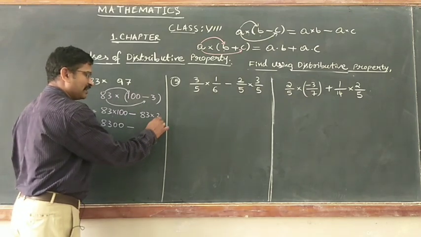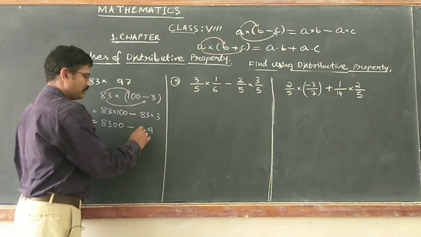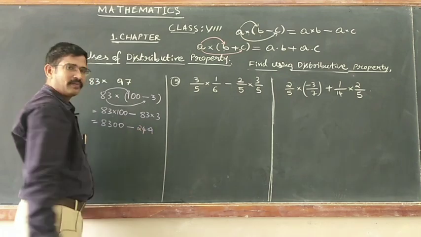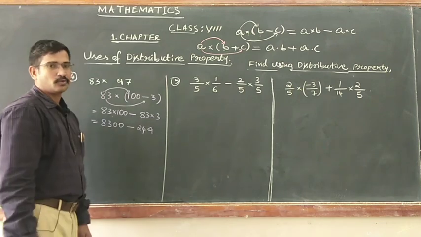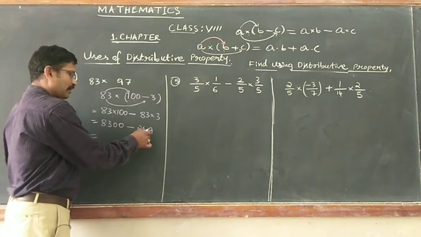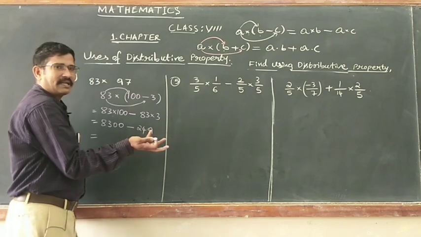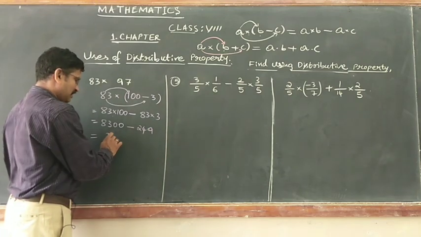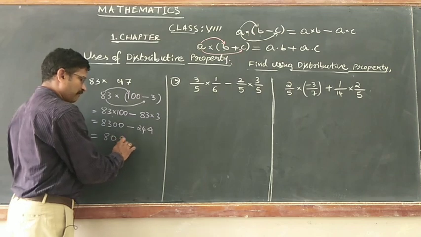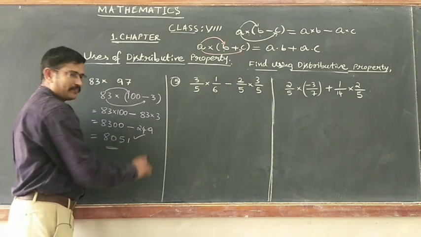3 3s are 9, 8 3s are 24. Now, I have to subtract this 249 from 8300. See, from 300 if I take out 249, I will have 51. So, 8051 is the right answer.